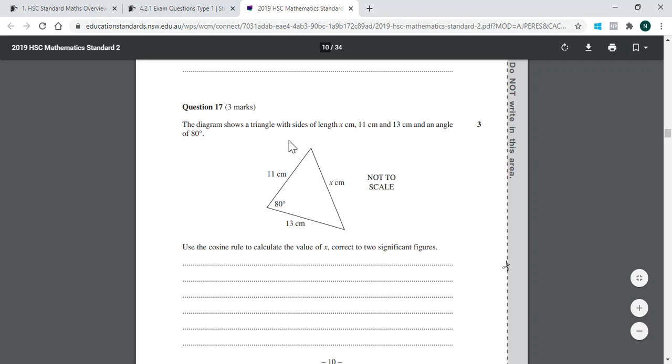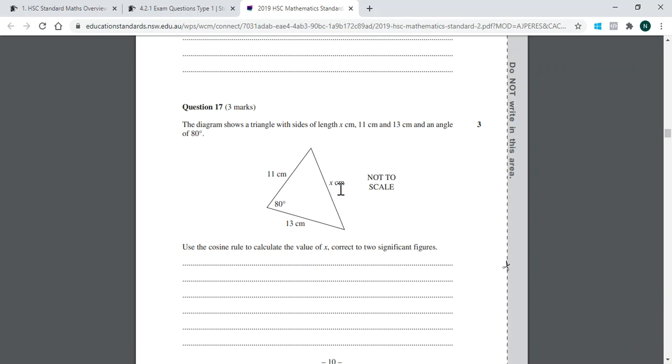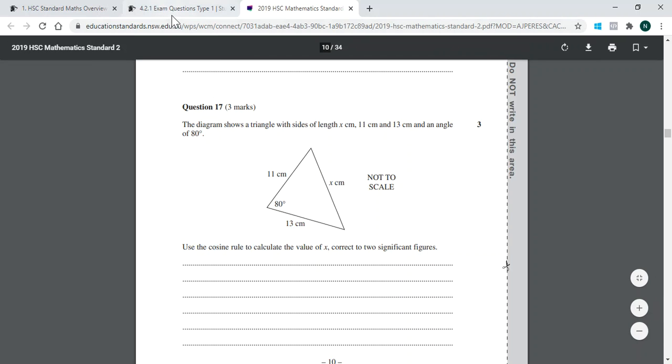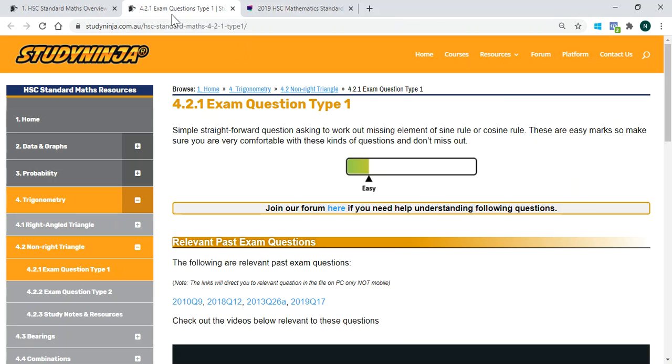So you are given a non-right angle triangle, and all it's asking you is what is the value of x. It can't be as simple as that. It's even telling you to use the cosine rule. And literally all you need to do is just plug in the cosine rule in there.